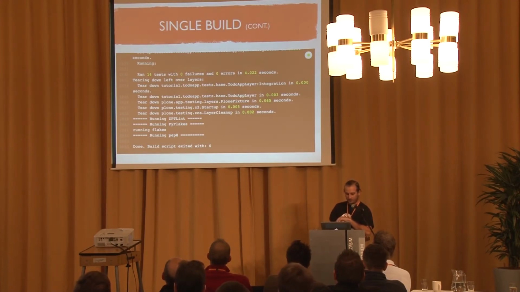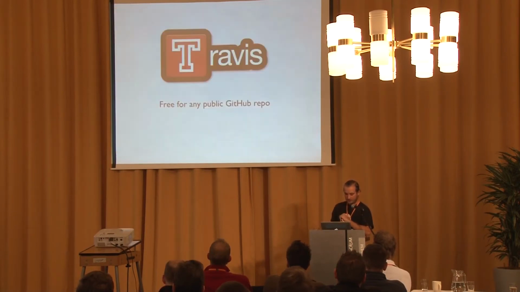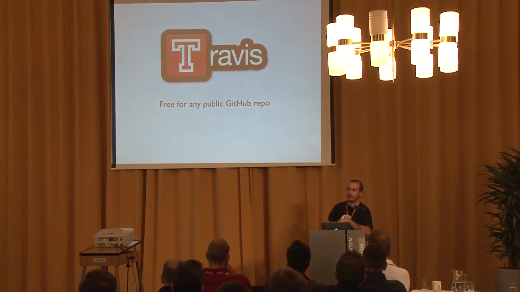And as we can see, this build was successful because the script exited with a zero exit code. So whenever you have an exit code that is not zero, you get a build failure. Whenever you have a zero, you have a build success. And that's basically it. So Travis is free for any GitHub repository out there. It's very simple to set up. We'll see how to do that later.